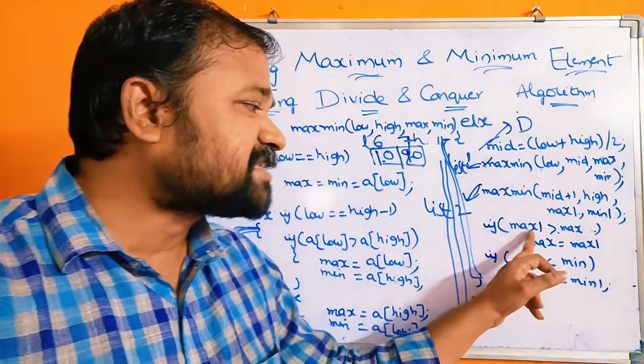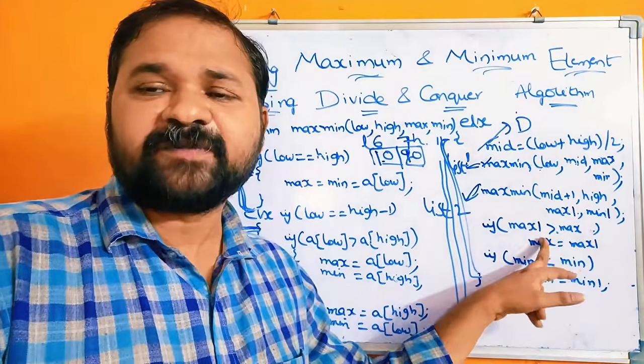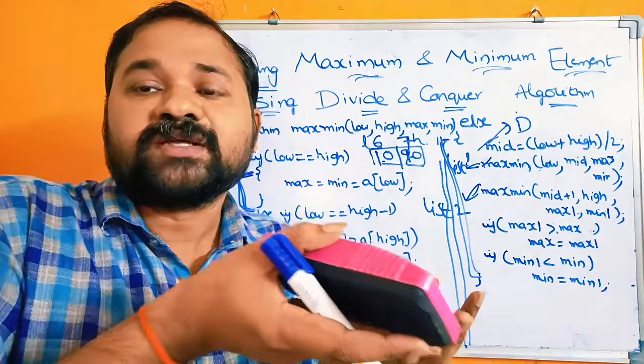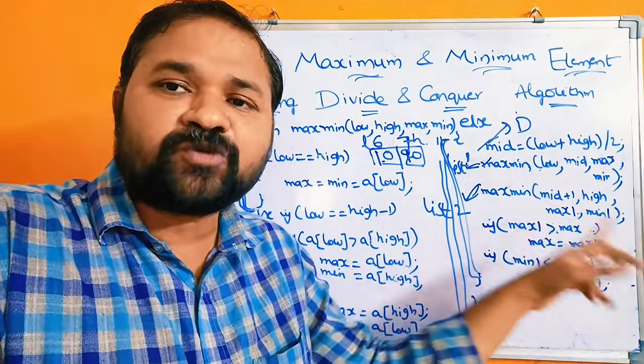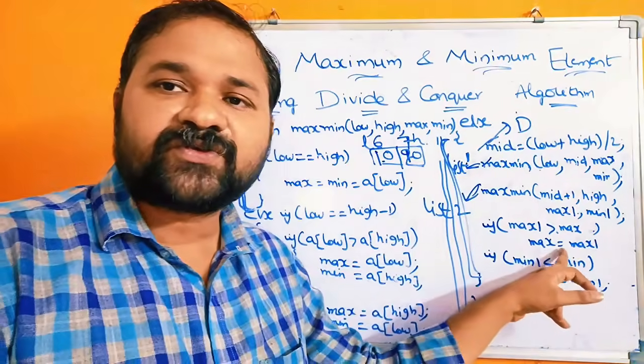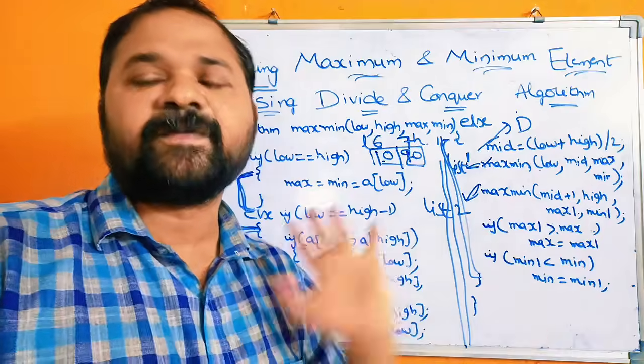So if max 1 is greater than max, that means max 1 has the higher value. So what we have to do is store max 1 in the max variable. Now the maximum is available in the max variable.